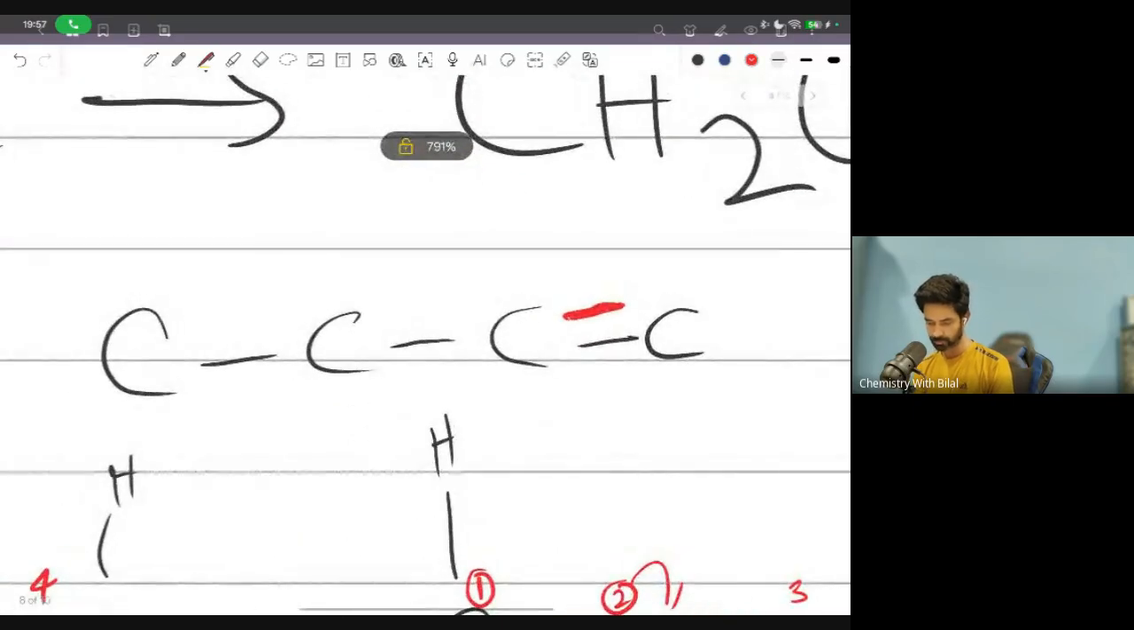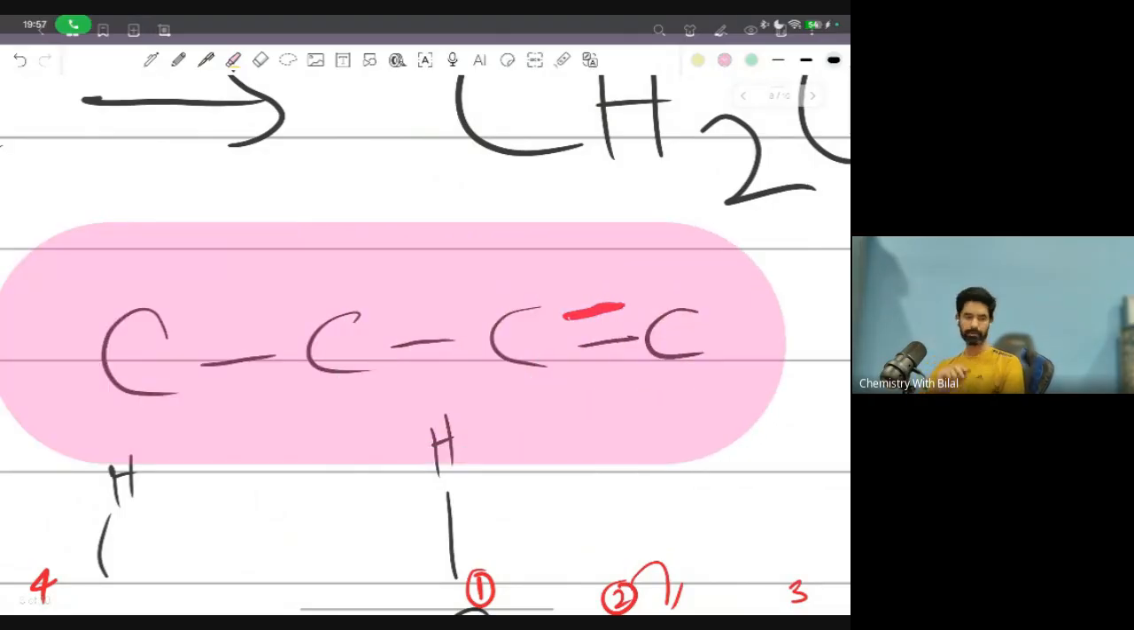Can you write the name of this molecule? Everyone, 10 seconds. Done. So you need to give respect to the position of the double bond. It is extremely important to show respect to double bond. Right? Okay.